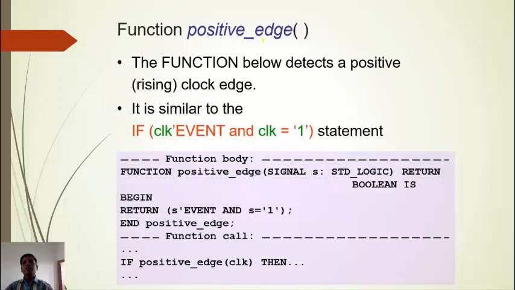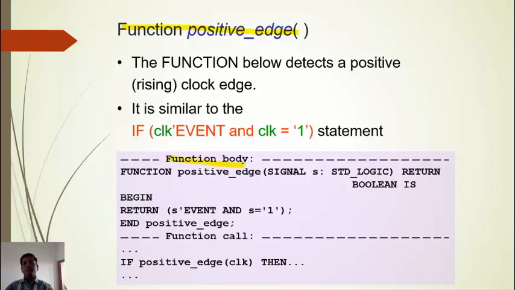Function positive_edge. The function below detects a positive rising clock edge. It is similar to the statement if clock'event and clock equal to 1.